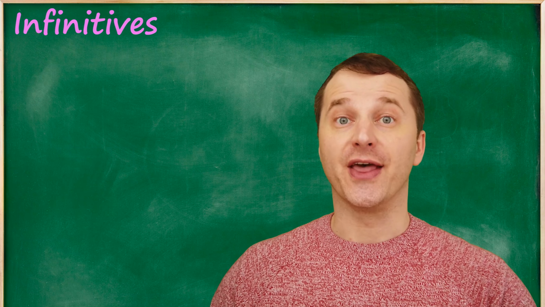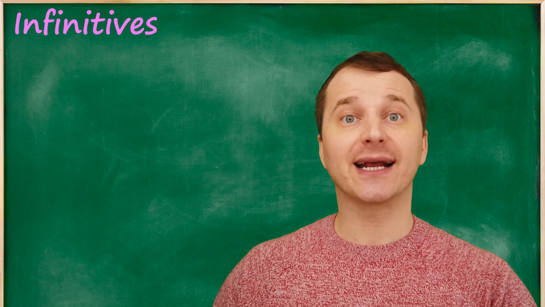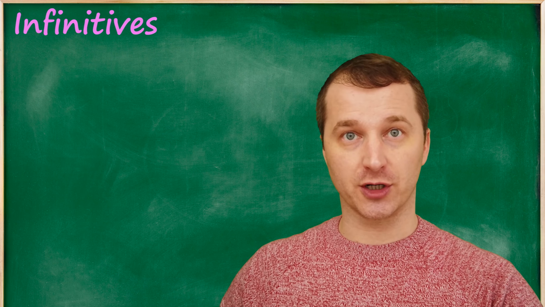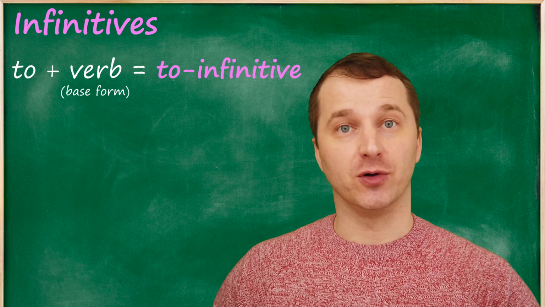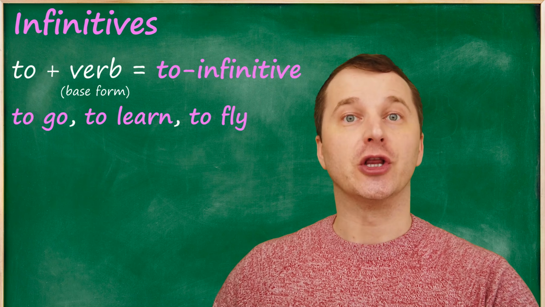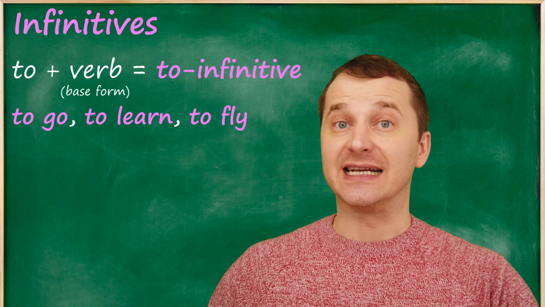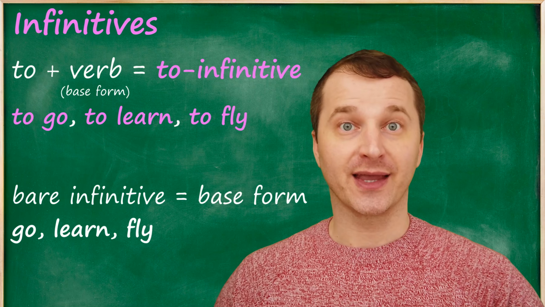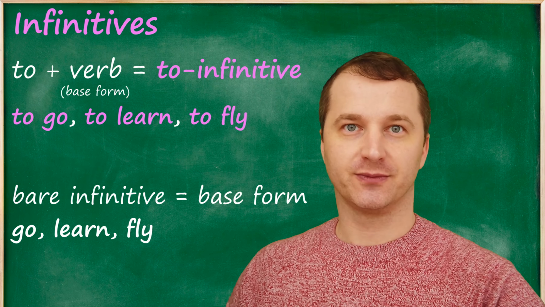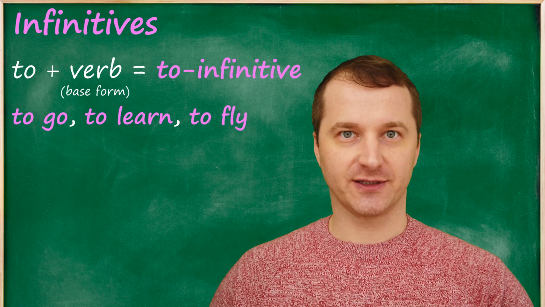Now, let's quickly talk about infinitives. There are 2 types of infinitives in English. The first type is a grammatical form consisting of the word to plus the base form of a verb. For example, to go, to learn, to fly are all infinitives. The second type is called the bare infinitive, or the base form, and that's the verb without to. In this lesson, we're focusing on the to infinitives.